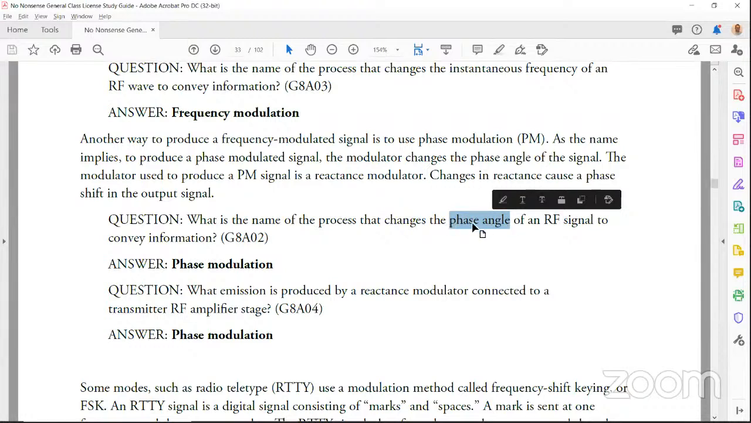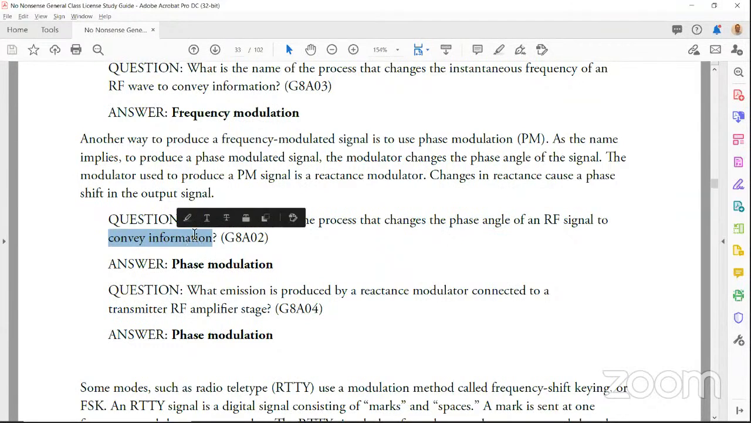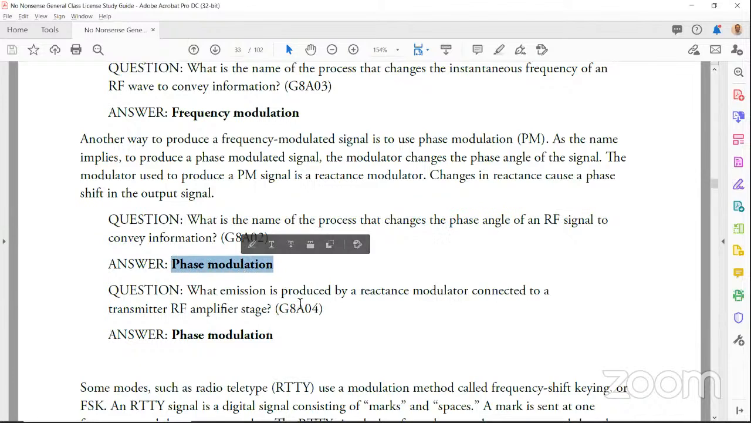Because it's the phase angle that is changing, that should give us a clue as to what the answer is going to be. So it's changing the phase angle of the RF signal to convey the information. So we are modulating because we are putting information onto the RF, or radio frequency, signal, but we are modulating the phase angle, and therefore it's phase modulation.